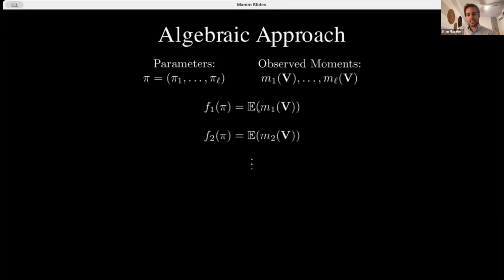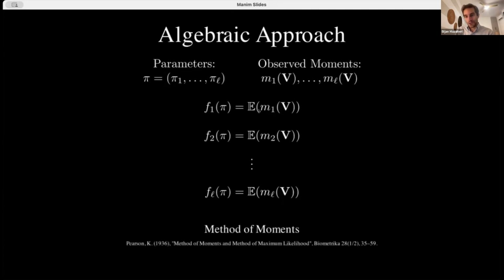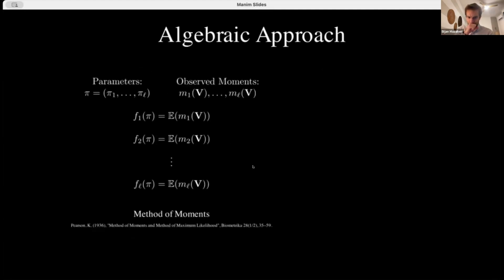I start writing out these equations. I get a system of equations. At a certain point, I have the same number of equations as unobserved parameters. And if we're lucky, we can sort of solve for those parameters. I say if we're lucky because obviously, you might not have a unique solution, or some of these may be redundant. So this is known as the method of moments, dating back to the 1930s from Pearson, and it's a great way of tackling this sort of overlapping problem.